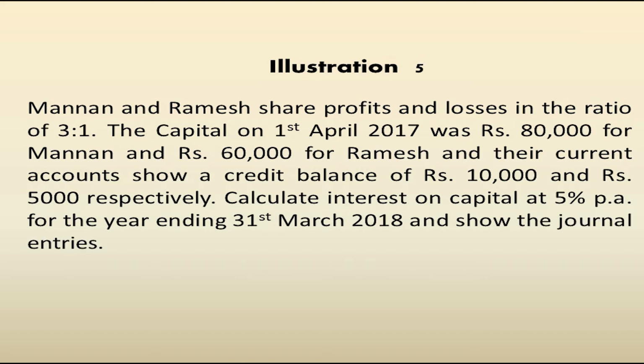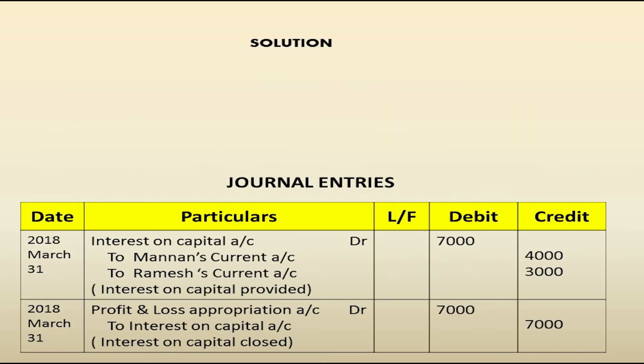So, we have the current accounts which show a credit balance. We are not going to take the current account. Now the question tells us to find the interest on capital at 5%. The percentage is 5. And then we have to show the journal entries too. So let's look at the solution.